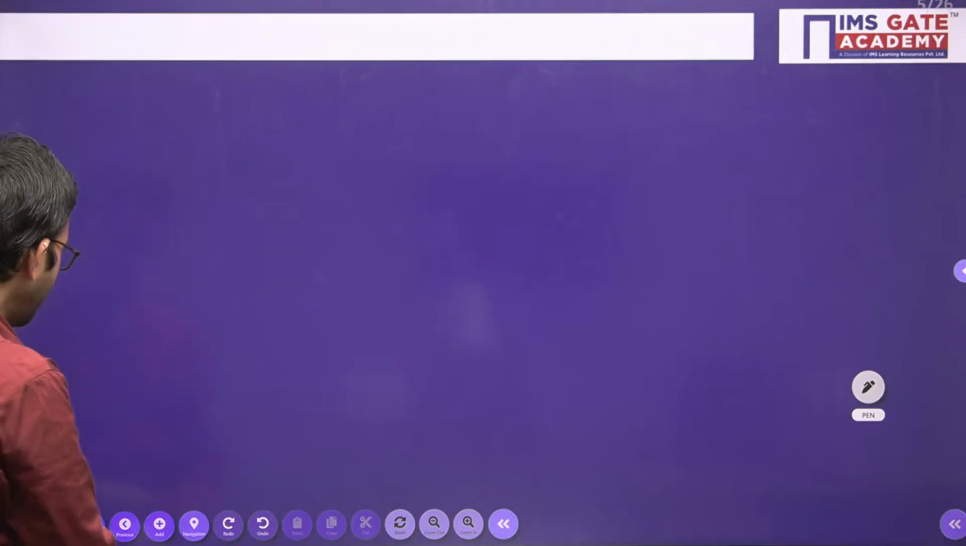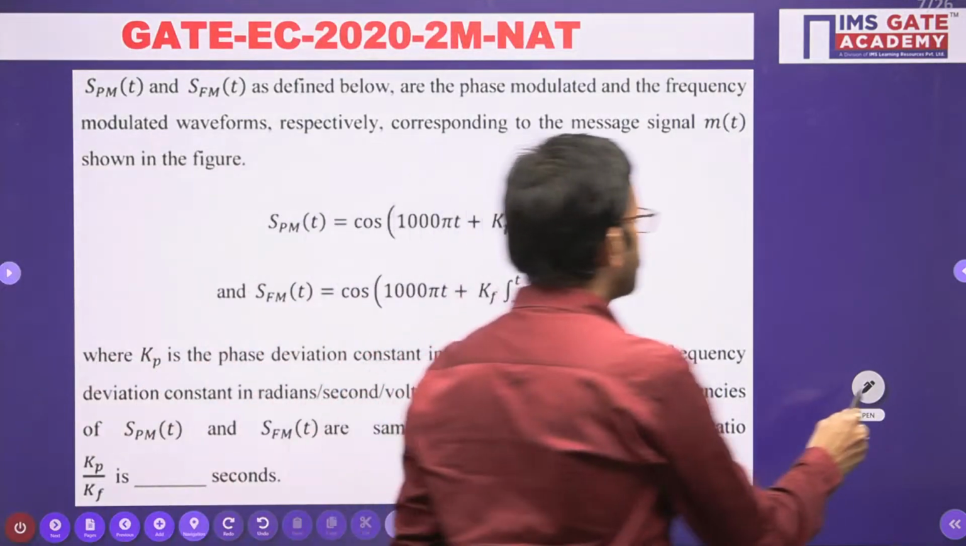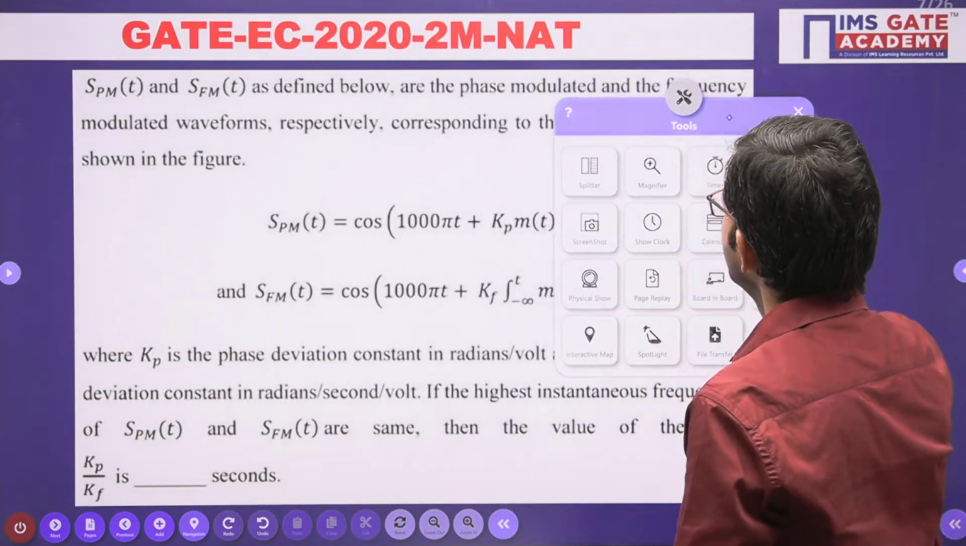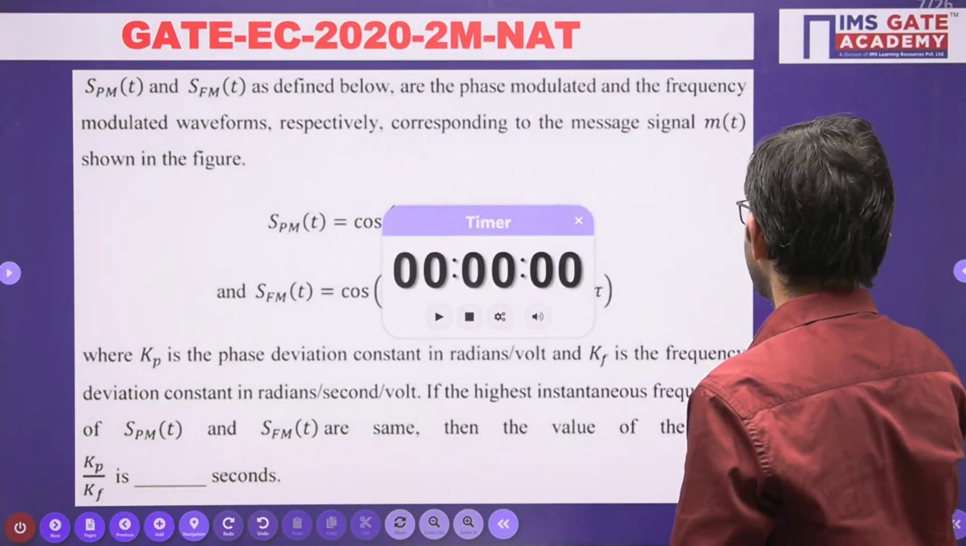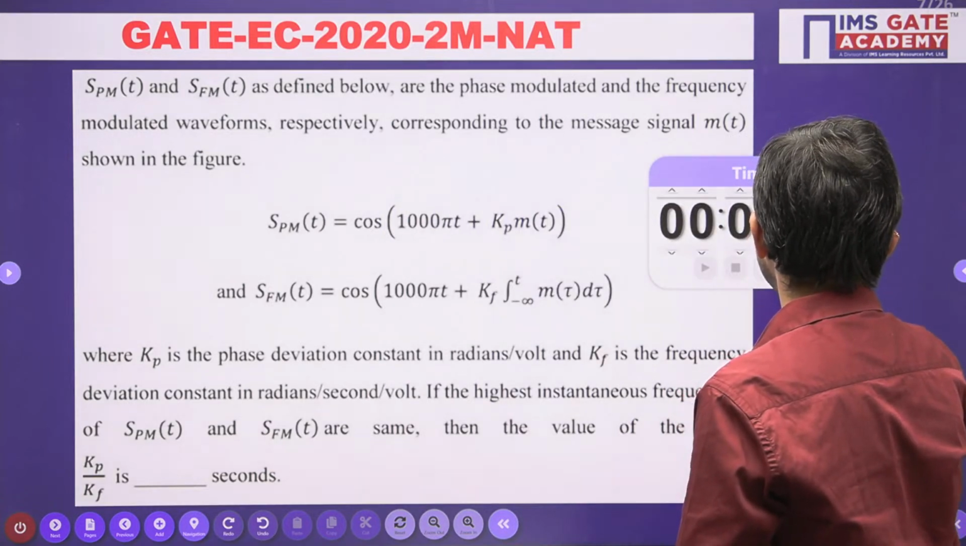Now let us move on to the next question. This question also has 2 marks weightage. This question is of NAT type. The answer will be a number.